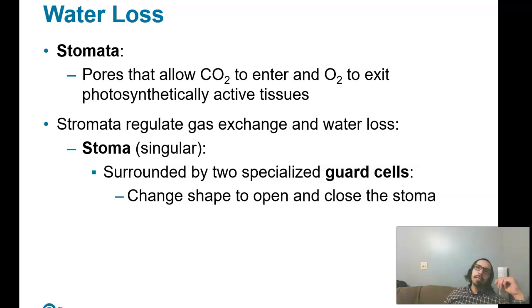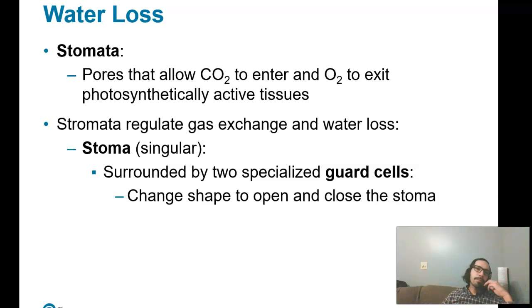What helps regulate the gas exchange and water loss is the structure known as the stomata. So these are pores that are located underneath the leaf for things like dicots. For monocots, they're located both underneath and above, on both sides. But these are pores that allow for the gas exchange still. They allow for carbon dioxide to enter the plant and oxygen to exit while it's conducting photosynthesis.